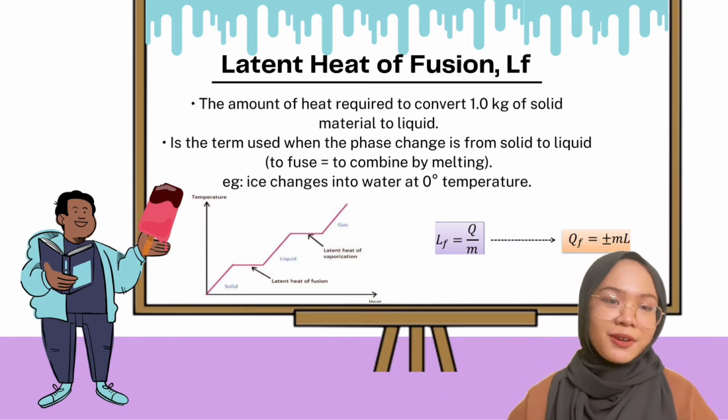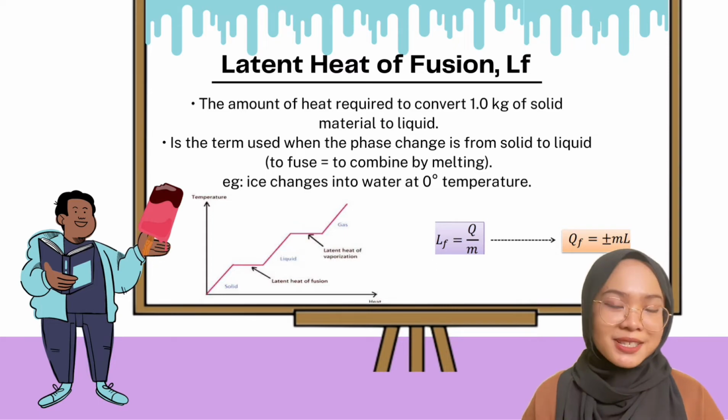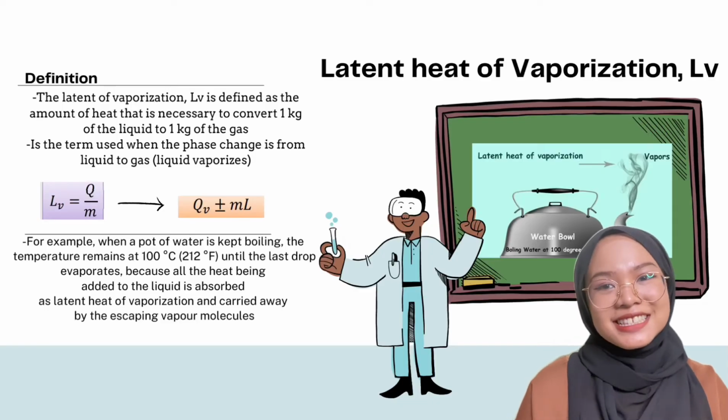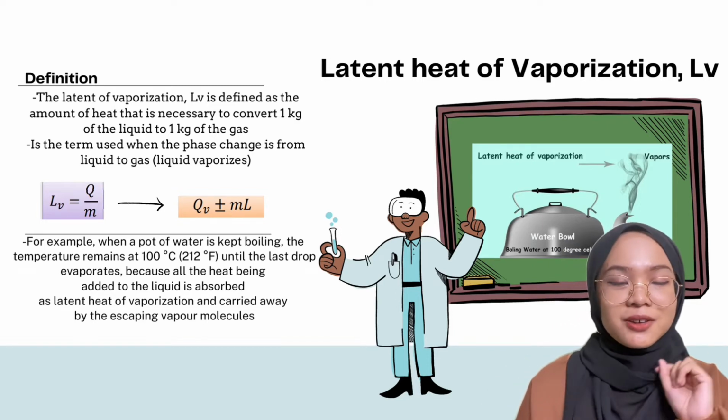The formula for latent heat of fusion, LF, is given by Q, which is heat, divided by the mass of the substance. Moving on to the next type of latent heat, which is latent heat of vaporization, which we also call LV.